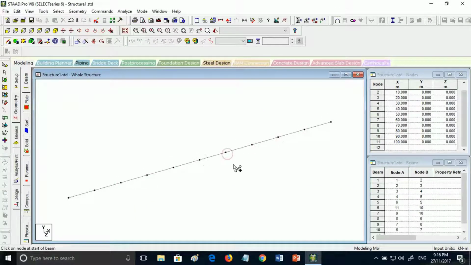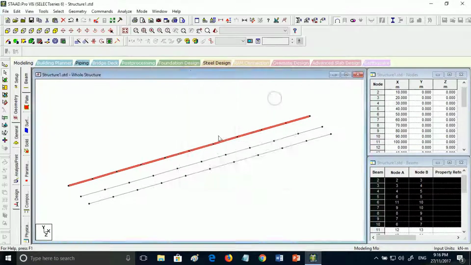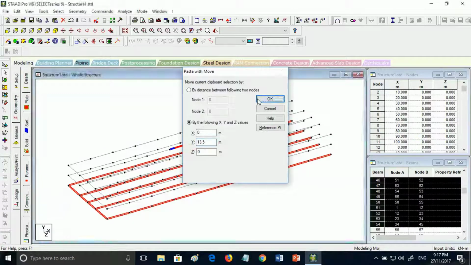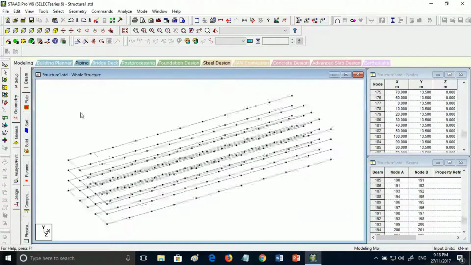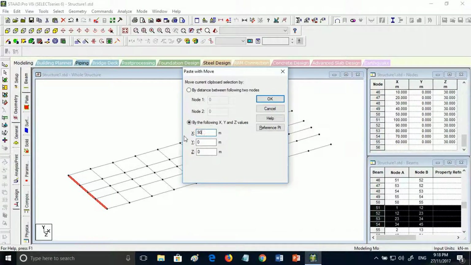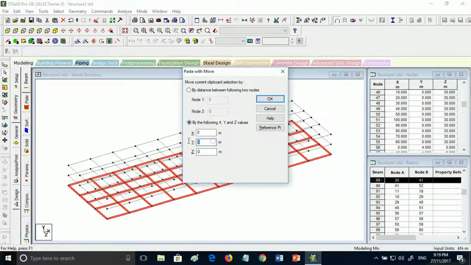First, we need to design the structure by using StaadPro. The structure will have 27 meter height, will have the length of 100 meter, and will have the width of 30 meter. And every story will have about 4.5 meter in height.